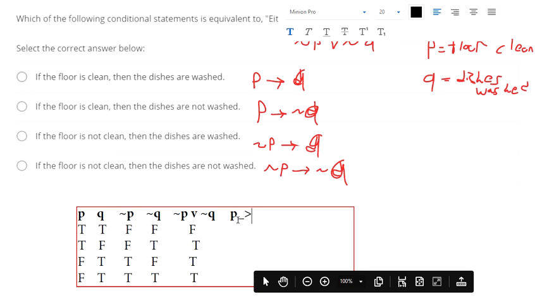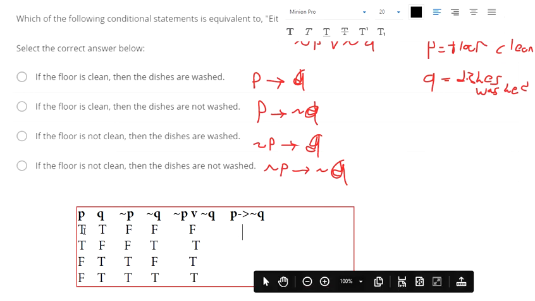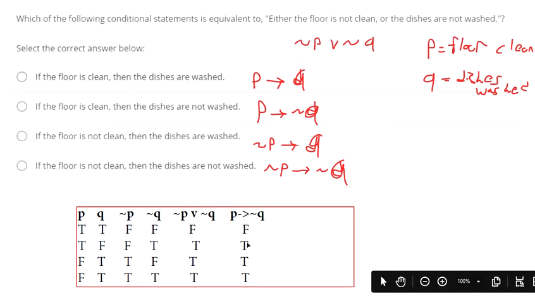P implies not Q. So to check this one, P and not Q have to be true together, so that's false. P and not Q are true. P is false, so the hypothesis is false. That means the conditional is automatically marked true all the way through. That matches, so this is the statement we're going to select.